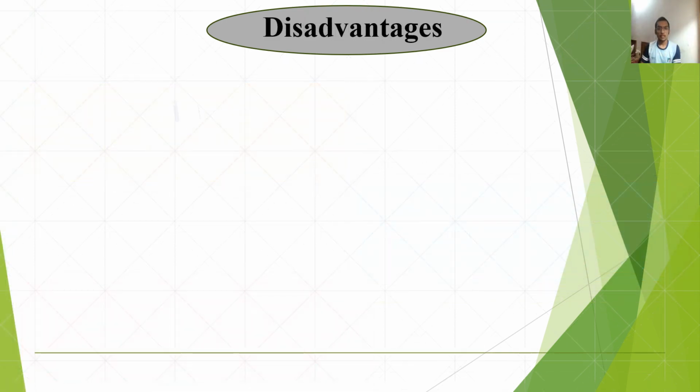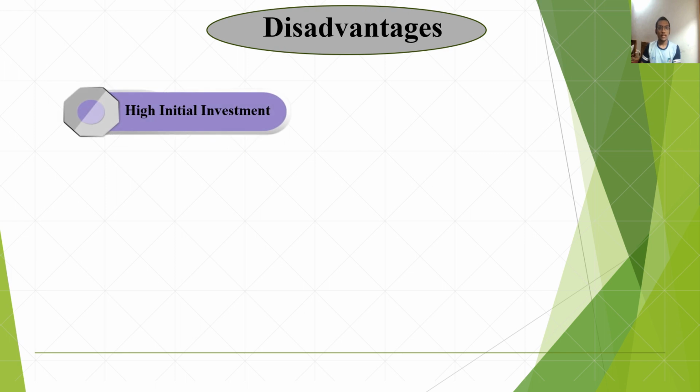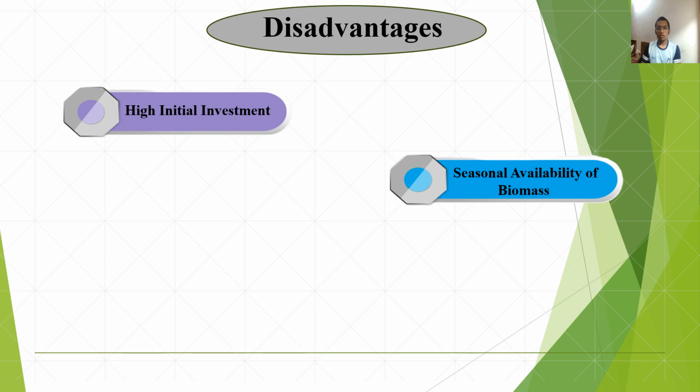Next are the disadvantages. The first point is high initial investment. This means the initial investment required to set up a biomass power plant is very high, which can be a barrier to entry for some organizations. The second point is seasonal availability of biomass. The availability of biomass can be seasonal, leading to fluctuations in energy production.